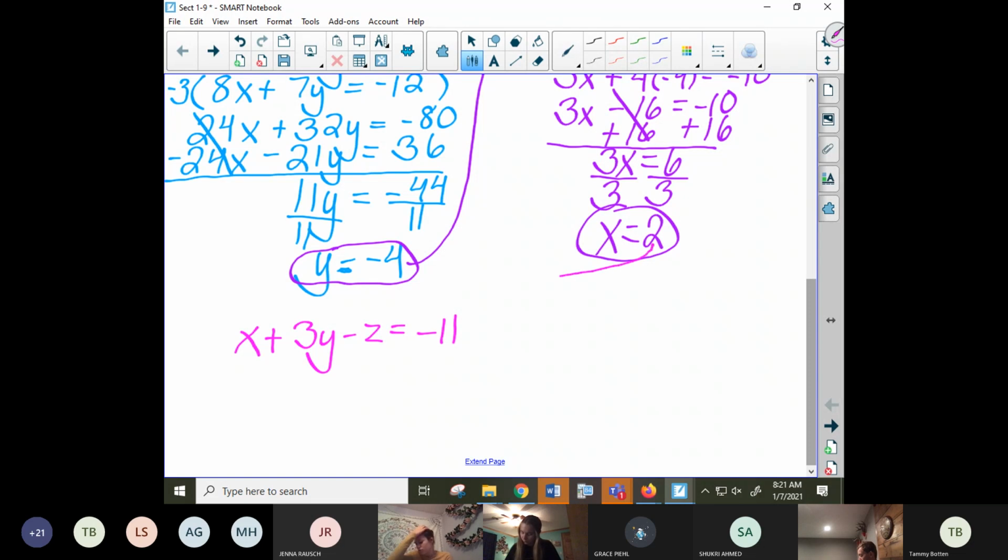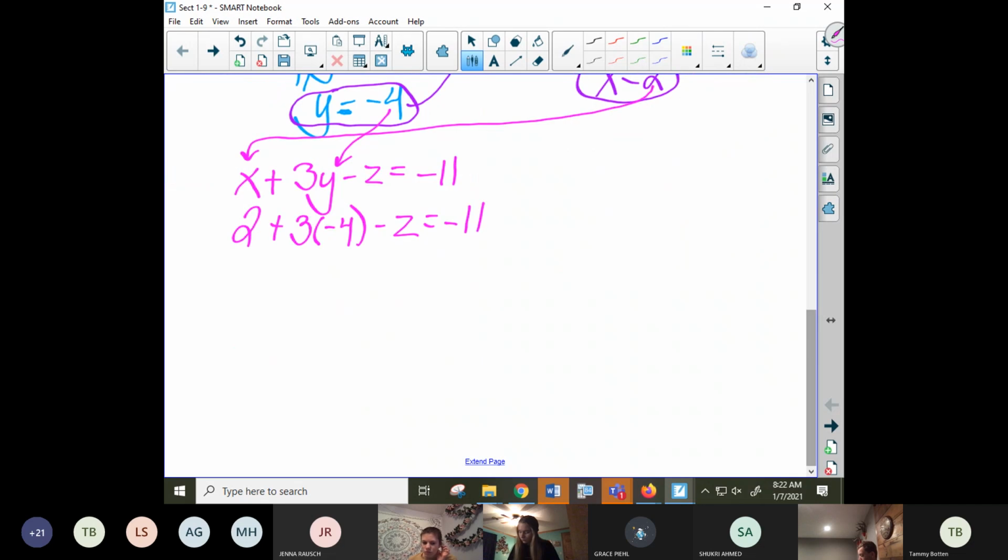So I'm going to do x plus 3y minus z equals negative 11. My x is 2, so I'm going to put that in. My y is negative 4, and I'm going to solve for z. So x is 2 plus 3 times my y, negative 4, minus z equals negative 11. Okay, so I'd get 2, 3 times the negative 4 is minus 12 minus z equals negative 11. 2 minus 12 is a negative 10 minus z equals negative 11.